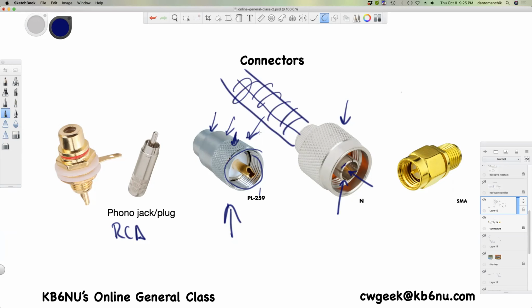I should have a picture maybe of a cable, but the cable will stick out the back here. And like I said, there's a center conductor, and then the shield goes around it. And this part connects to the shield. And keeping that spacing between the center conductor and the shield is what preserves the characteristic impedance of the transmission line.